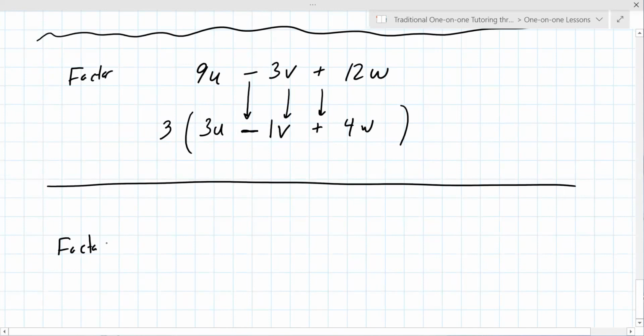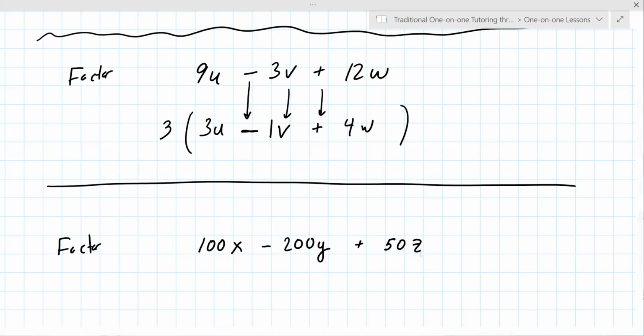Okay, let's try another one here. Factor 100x minus 200y plus 50z. What is the biggest number that goes into all 3 of them? Okay, all right. What number goes into all 3 of them?